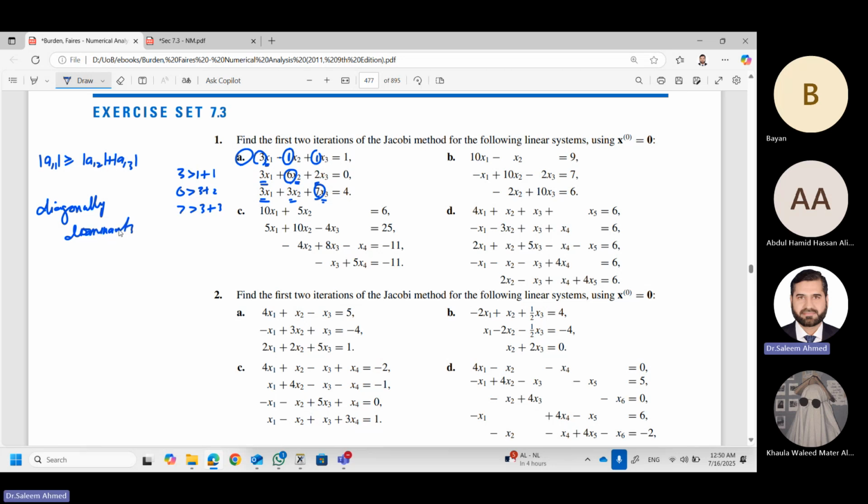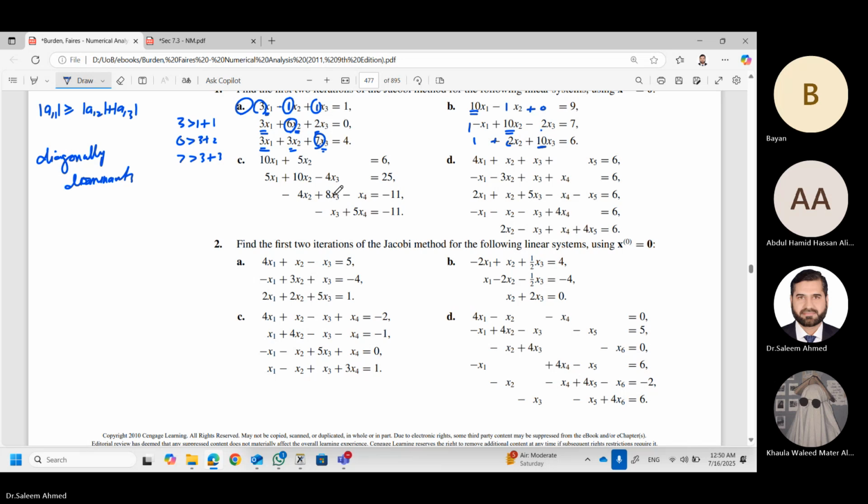Then you can pick that. So see, 10 is greater than 1 plus 0. 10 is greater than 1 plus 2 and 10 is greater than 1 plus 2, right? Diagonally dominant, all of them. So anyway, just pick x1 from the first one, x2 from the second one, x3 from the third one. And for the first iteration, write 1, 1, 1 here and 0, 0, 0 on the right side.